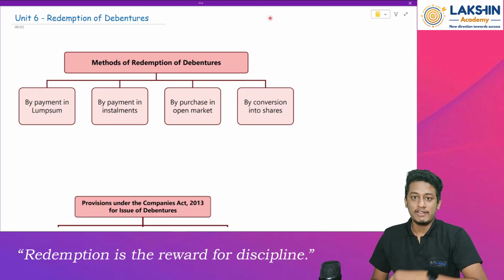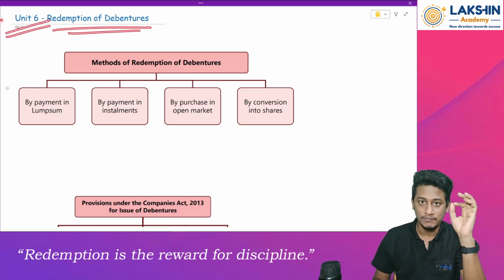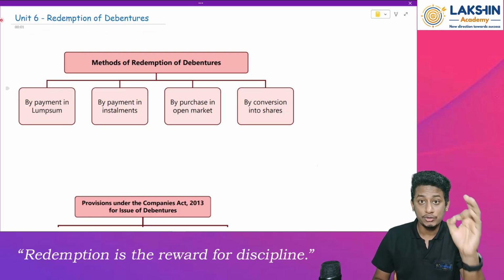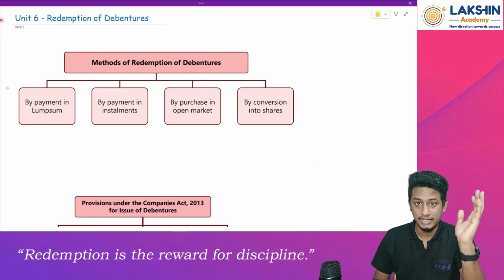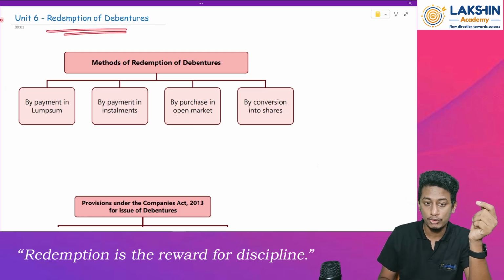Hello everyone. So today we are going to start with the new unit, that is unit 6 on redemption of debentures. In unit number 3, I guess we have seen how to issue the debentures and what are the conditions that need to be taken care of while passing the journal entries in case of issue of debentures, right? So today we'll look at how to redeem the debentures.